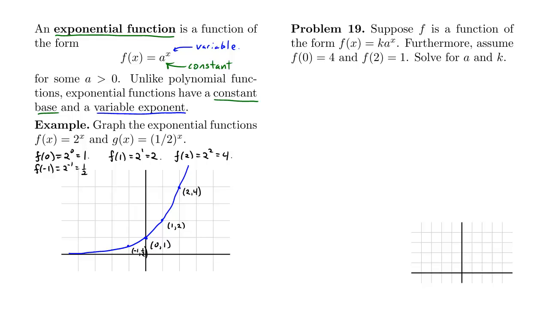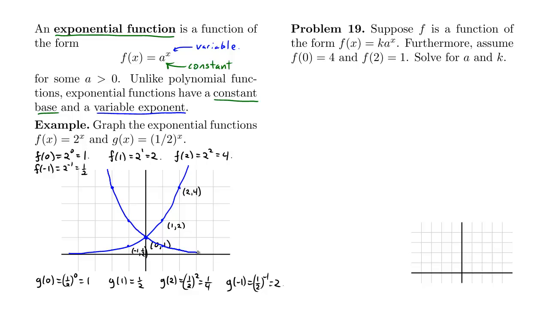Let's plot g of x, the exponential function with base 1/2. Again, g of 0 is 1/2 to the 0, which is 1. Also, g of 1 gives us 1/2. g at 2 equals 1/2 squared, which is 1/4. So here we see that g is getting closer to 0 as x gets larger. If we evaluate g at minus 1, we get 1/2 to the minus 1, which is 1 over 1/2, which equals 2.